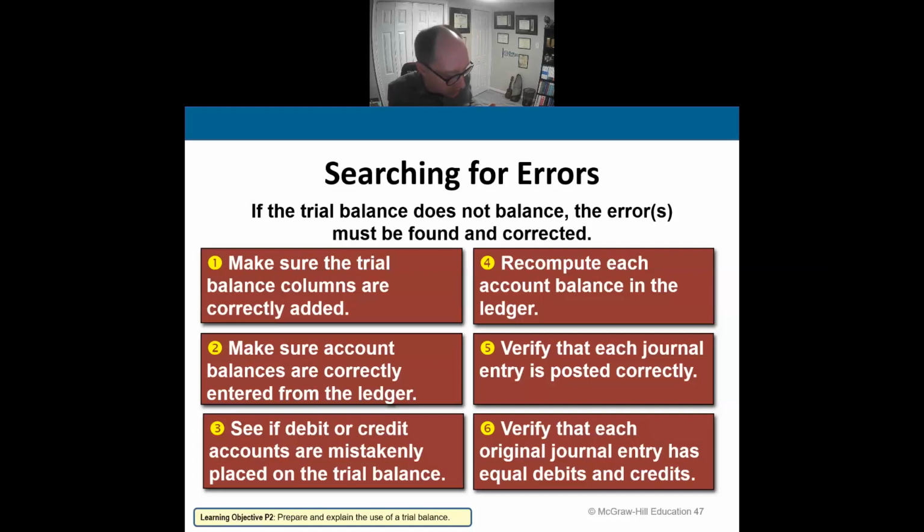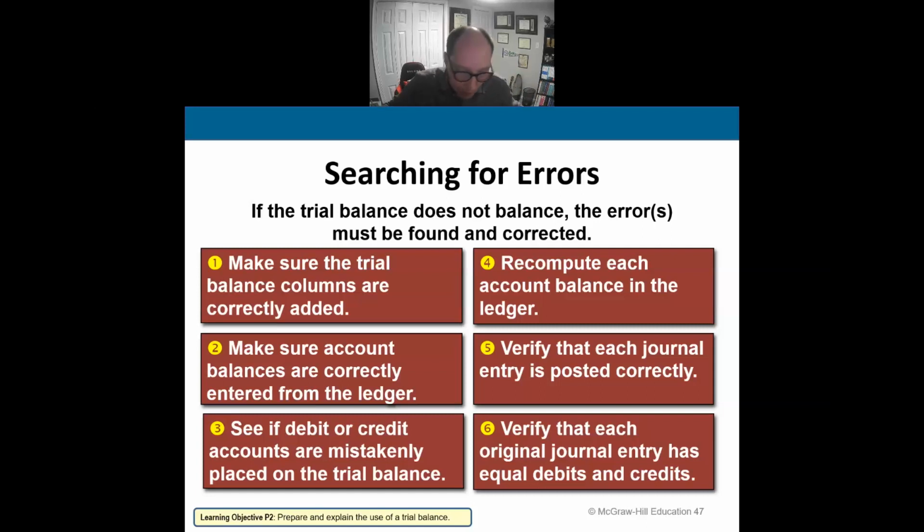It helps us to identify any errors. That's why we do the trial balances. As accountants, we're not perfect people. No one's perfect. We all make mistakes. So how do we identify the mistake? We go through the trial balance, and that's how we start to look for any errors.